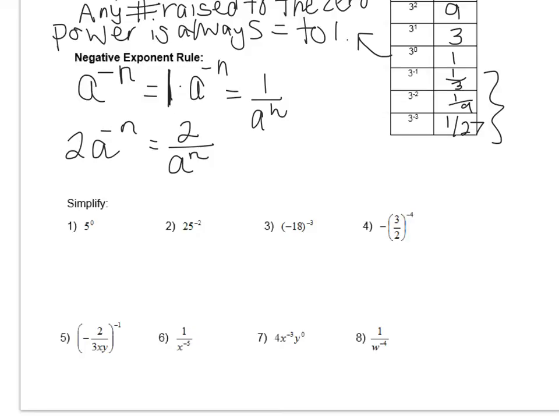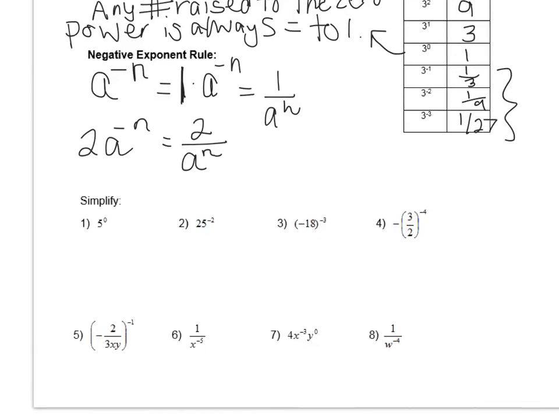So let's just start with some easy ones. 5 to the 0. I know you guys know what that is. We just talked about it. Anything to the 0 power is equal to 1.